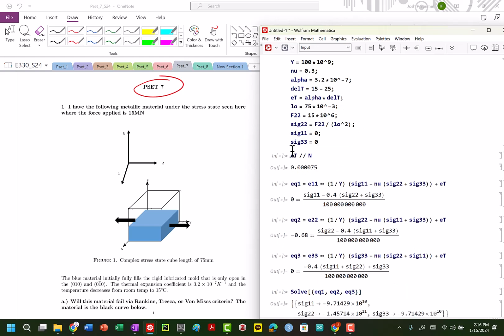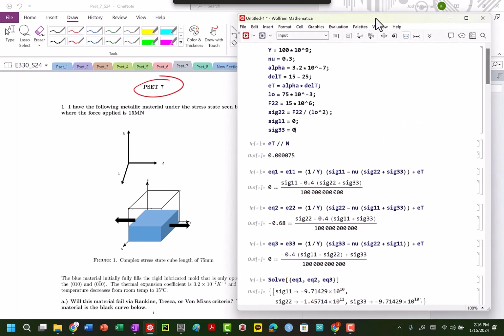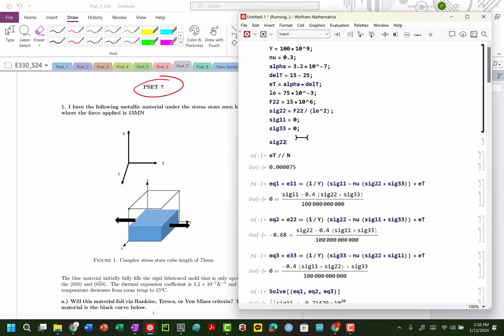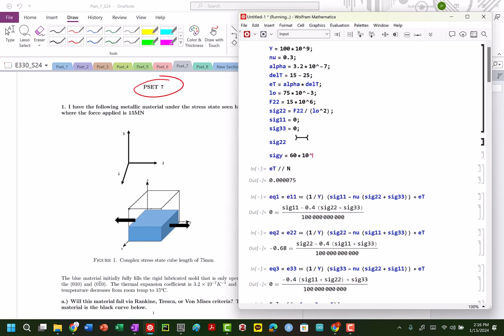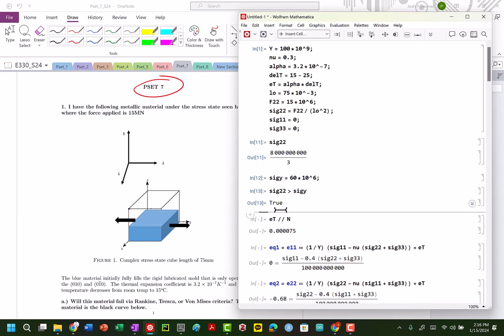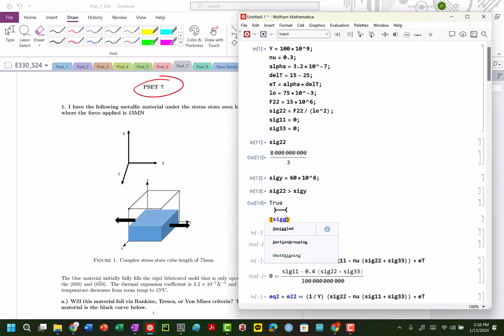All right. So with that, for this problem, if we're just looking at stresses, we can now look at what is sig 2,2, because that's the only stress that we have in here. So if we're looking at our von Mises, we're saying sig y is equal to 60 times 10 to the 6. So if we're looking at Rankine, we're basically asking: is sig 2,2 greater than sig y? Yes, so that means it's going to yield.